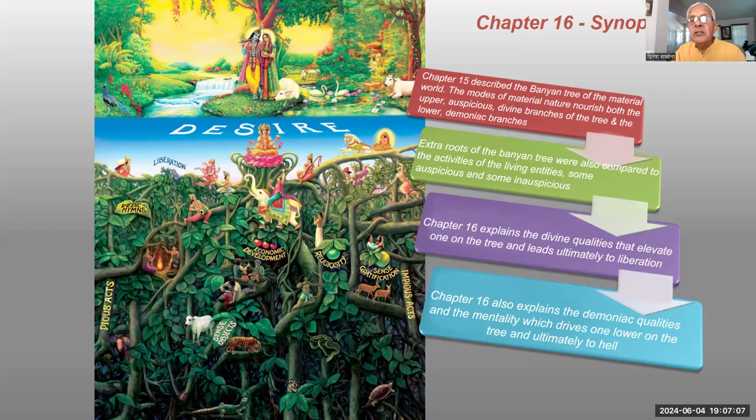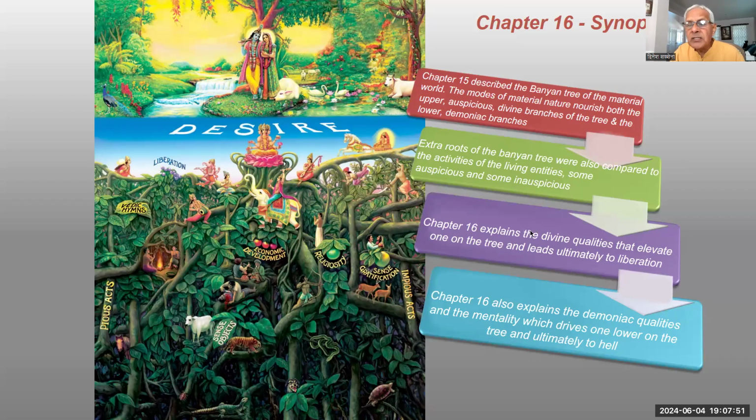Now, we can see in chapter 15, this is again a summary, the connection between the two chapters. This is the connection which is described here: the banyan tree of the material world, the modes of material nature nourish both the upper auspicious and divine branches of the tree and the lower demonic branches. So this is the quality we are going to discuss in this chapter, the demonic and divine qualities. And the extra roots of the banyan tree were also compared to the activities of living entities, some auspicious and some inauspicious. So upper branches were auspicious, and the lower branches, which are getting grounded into the earth or hanging down, were demonic qualities.